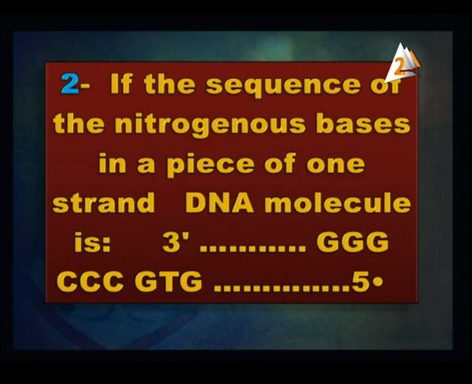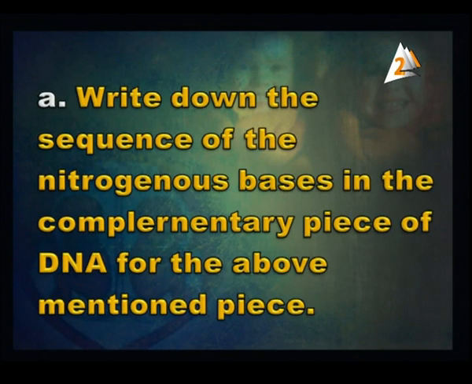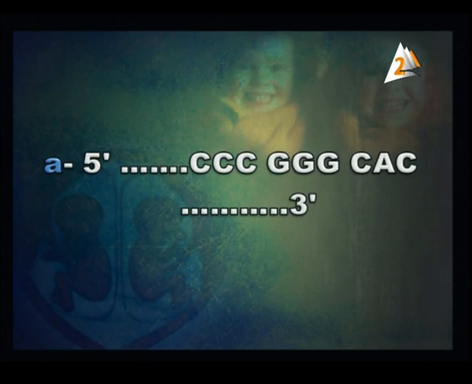Another item of question. If the sequence of the nitrogenous bases in a piece of one strand of a DNA molecule is 3' G, G, G, C, C, C, G, T, G, 5', write down the sequence of nitrogenous bases in the complementary piece of DNA for the above mentioned piece. Of course, the answer is going to be 5' C, C, C, G, G, G, C, A, C 3'.